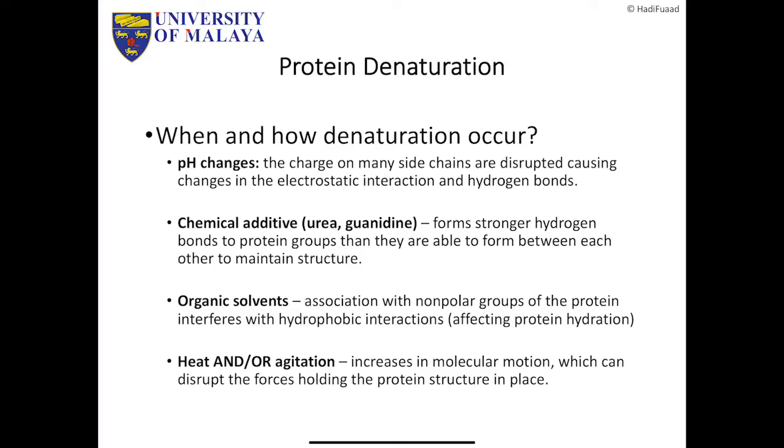You can do it via chemical additive. You can put urea, you can put guanidine, because urea and guanidine, for example, can form a stronger hydrogen bond, and therefore it forms a stronger bond with protein residues or amino acid residues. Thus, the protein will not be able to maintain its original structure.